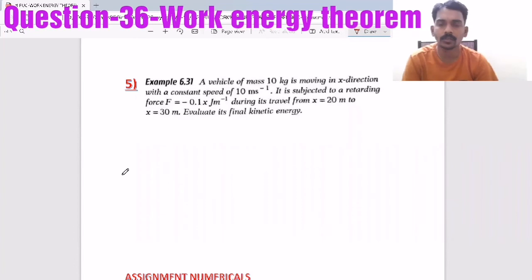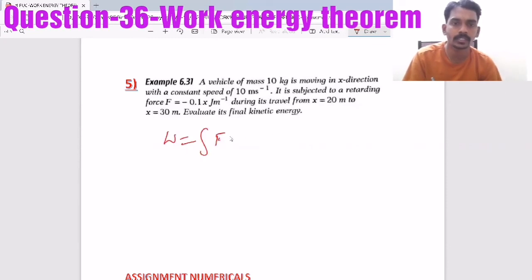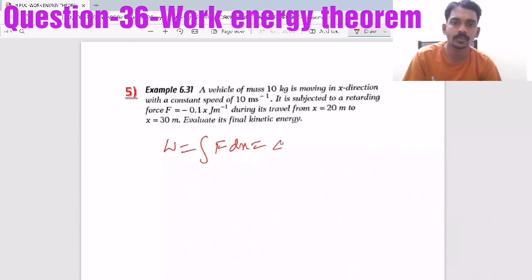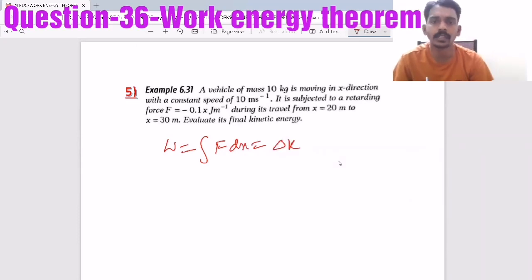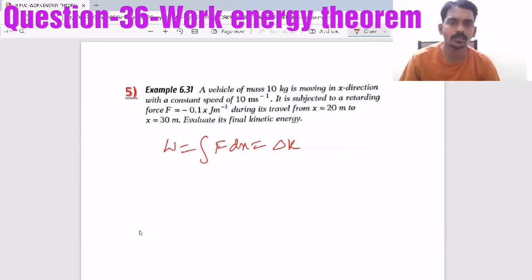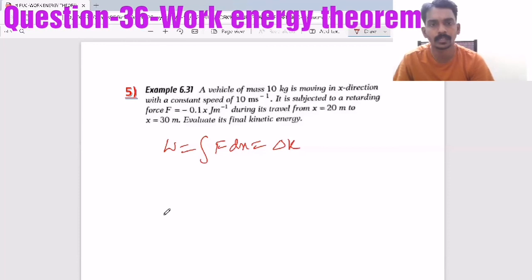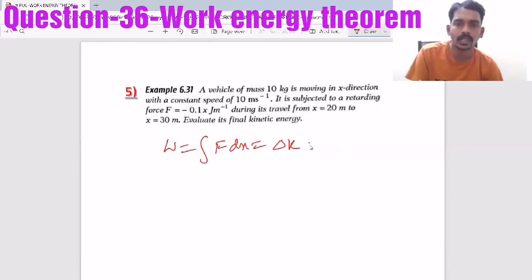Now, sometimes they will give the question based on the work energy theorem with variable force, where work done is equal to the integration of F dx, and that is equal to delta K. Like, a vehicle of mass 10 kg is moving in x direction with a constant speed of 10 meter per second. It is subjected to a retarding force F equal to minus 0.1 x joule per meter during its travel from x equal to 20 to x equal to 30. Evaluate its final kinetic energy. Now initial kinetic energy they have given. They are asking final kinetic energy, final minus initial.